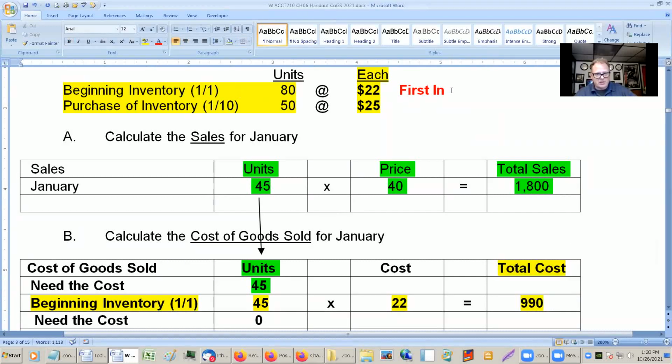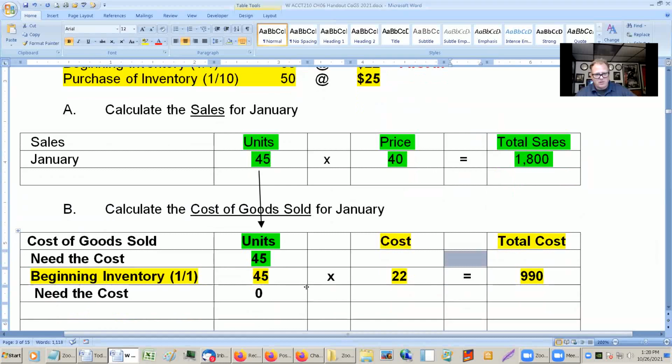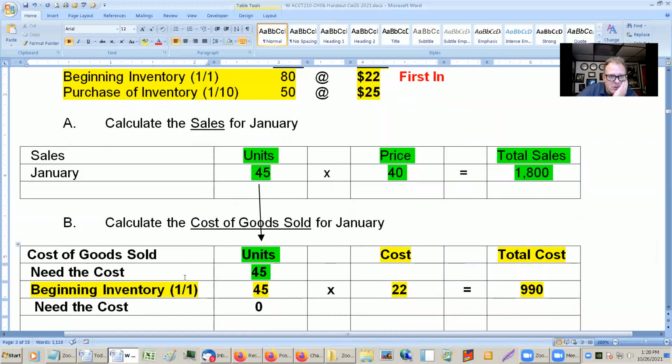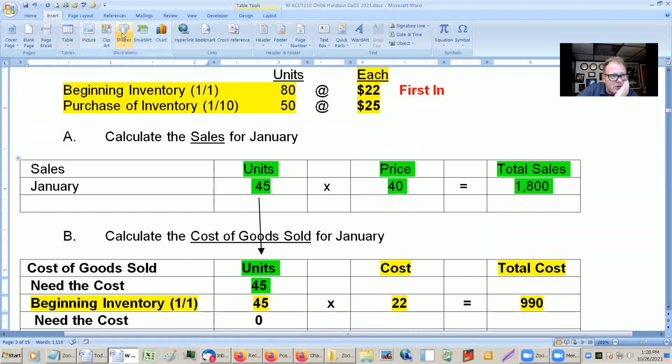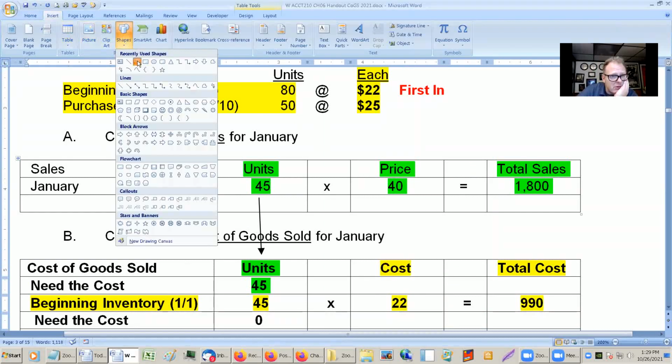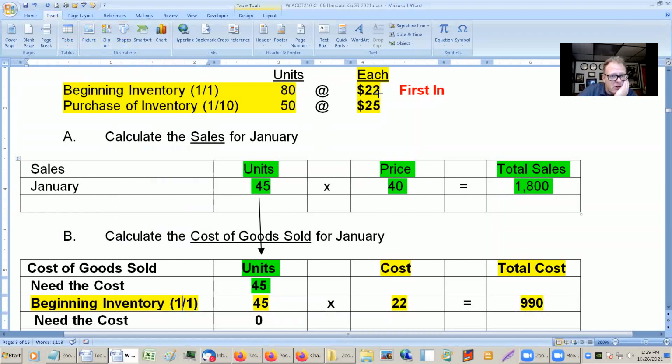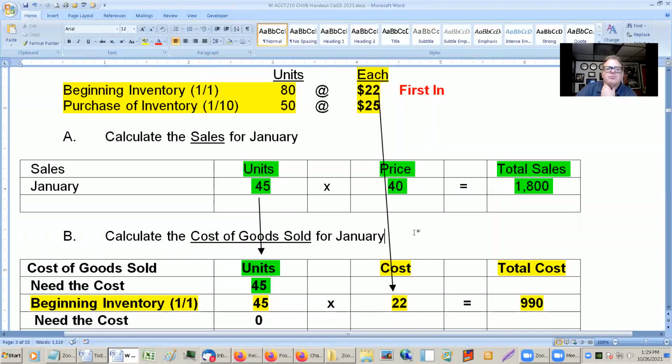Okay, now notice, let's go back up here and see if there are any questions on these. Any questions down here for this one? No. So the first one's in, 22.